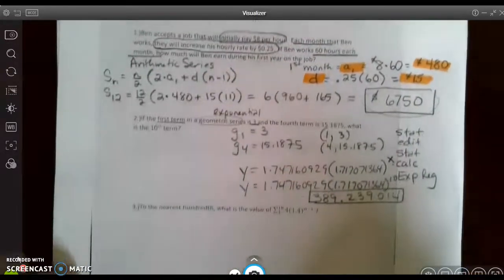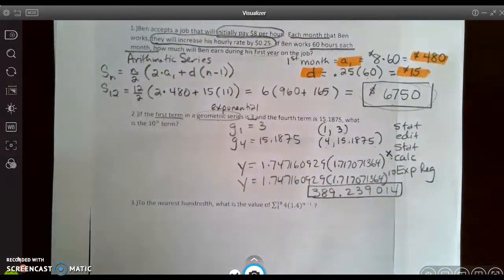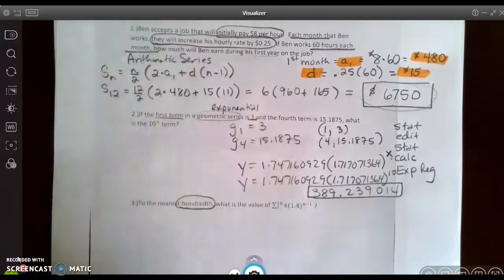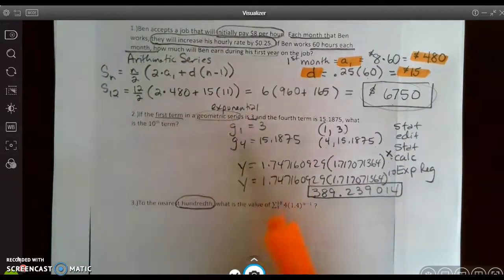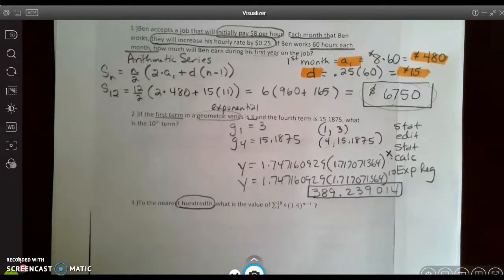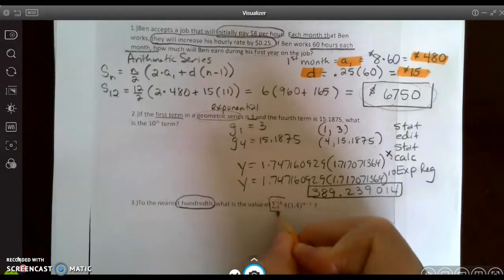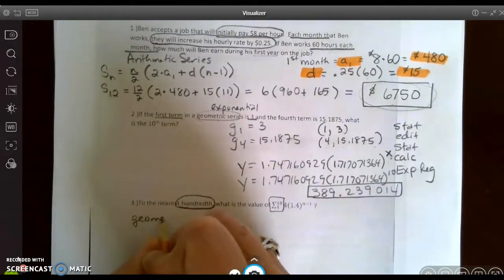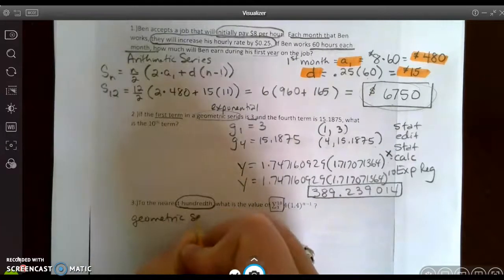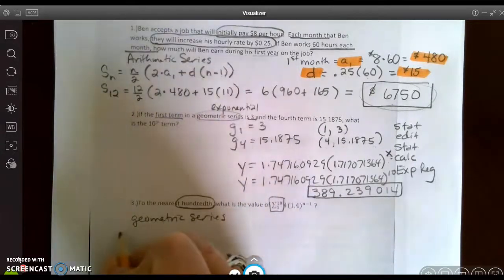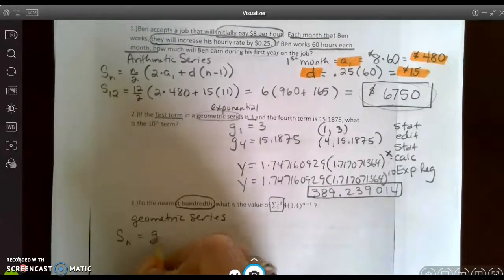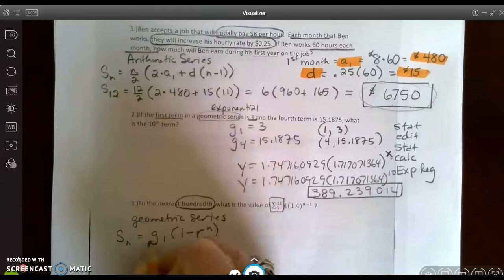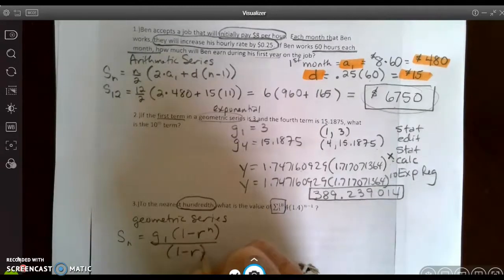All right, number 3. To the nearest hundredth. So we're going to round to the nearest hundredth. What is the value of, notice that's a summation, so we're going to, again in this problem, use a geometric series. That means that it's a geometric series. And that formula is S sub n equals G sub 1 times 1 minus r to the n, all divided by 1 minus r.